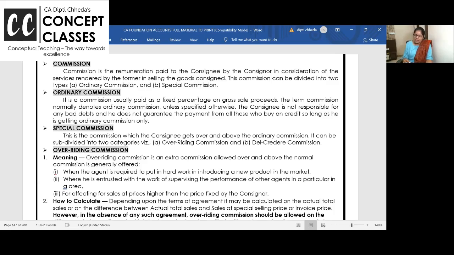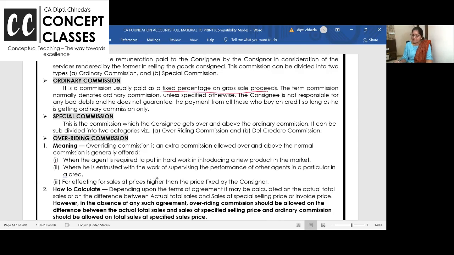Let us see. Who will give commission? Consignor to consignee on sales. This commission can be divided into ordinary commission, fixed percentage. Yes, consignee is not responsible for any bad debt and he does not guarantee the payment from all those who buy on credit so long as it is getting ordinary commission only. So when I am sending the goods and when consignee is selling, it's an ordinary commission and bad debt की responsibility consignee की नहीं है. Special commission, overriding commission and del credere commission.